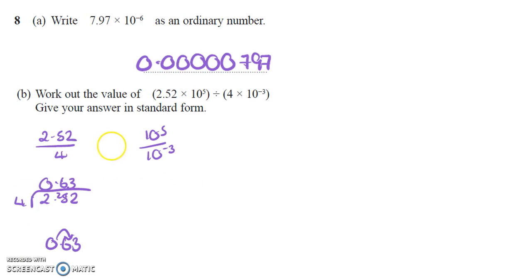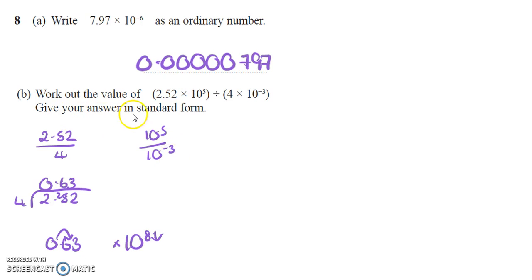The powers part, you need to remember that you're doing 10 to the 5 divided by 10 to the minus 3. And when you divide, you are subtracting. So this acts as like a subtraction sign for the powers. This divide here is like a minus sign for your powers. So it's 5 minus minus 3. And two minuses together make a plus. So it's actually 5 plus 3, which gives you 10 to the 8.